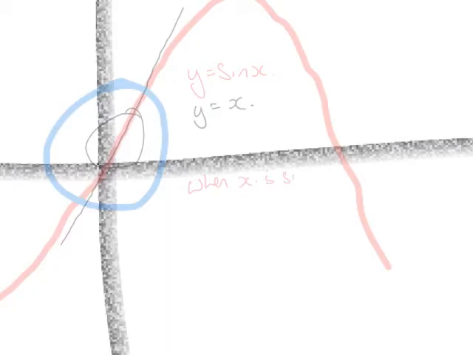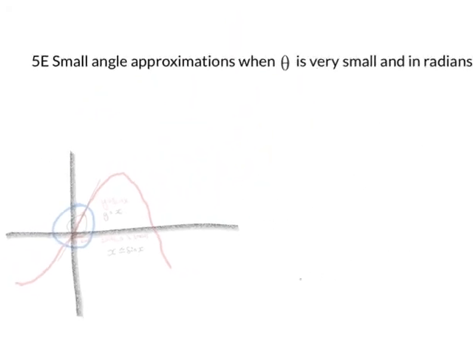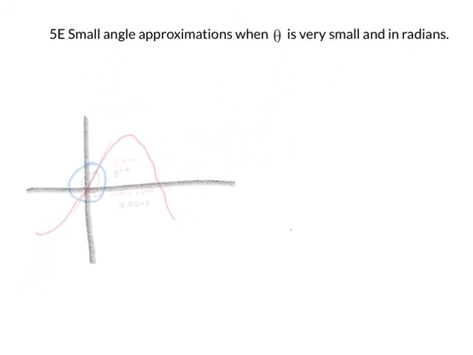What we can say is when x is small, x is approximately equal to sine x. And we can just see that from the graph, but if we plot it out, you see it really accurately.